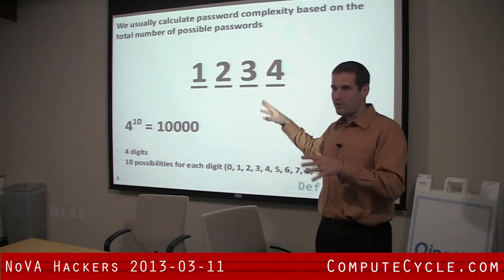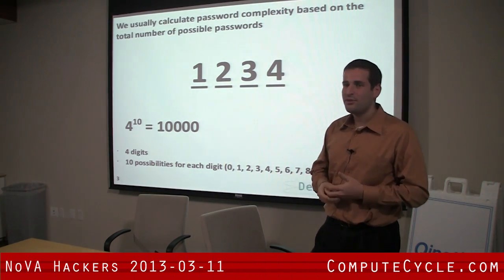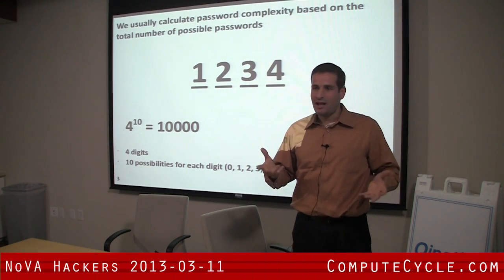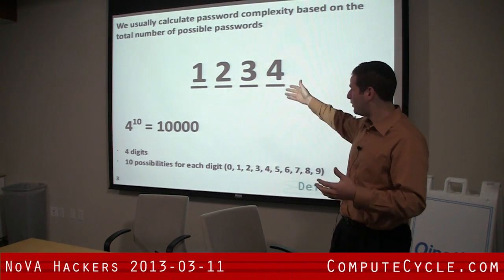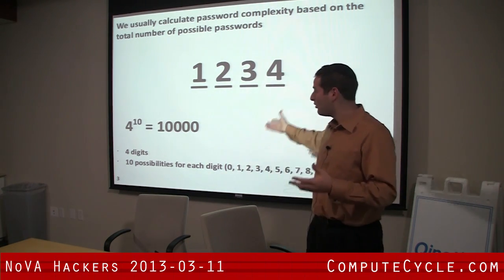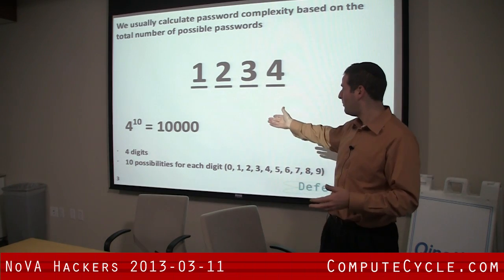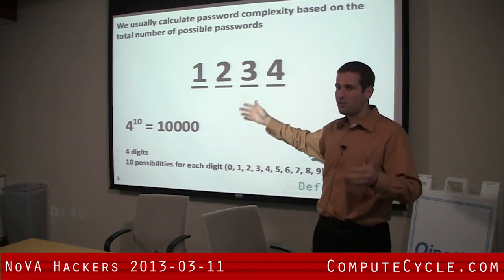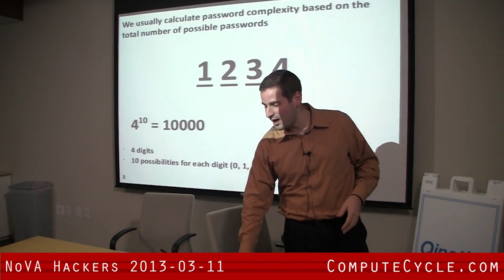I'll go over this part quickly because I'm sure you've all seen this at least a million times in your life. Usually when we want to figure out if a password policy is good, we figure out how long the password is and what kind of things can go in it. So if you have a 4-digit PIN like on your ATM or your iPhone, you say, okay, there's 10 possibilities for each digit, there's 4 digits, 10 to the 4th, 10,000, boom. That's how many possible combinations we have here.